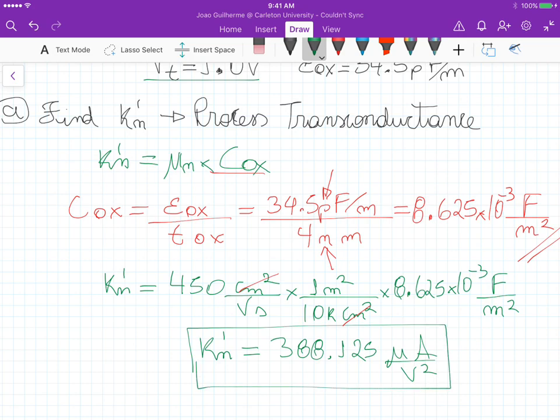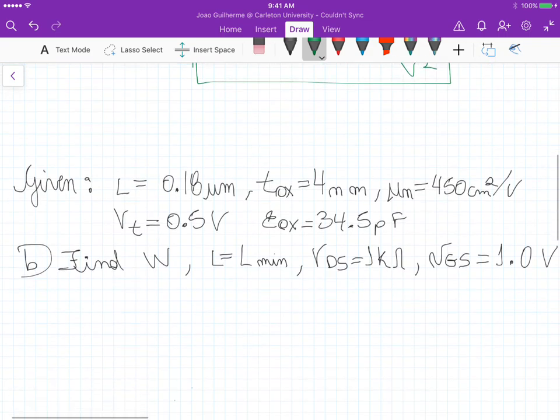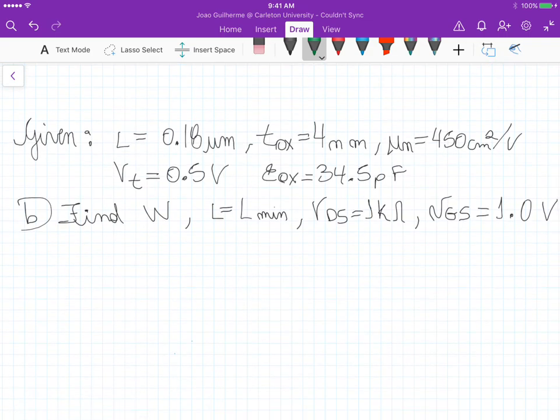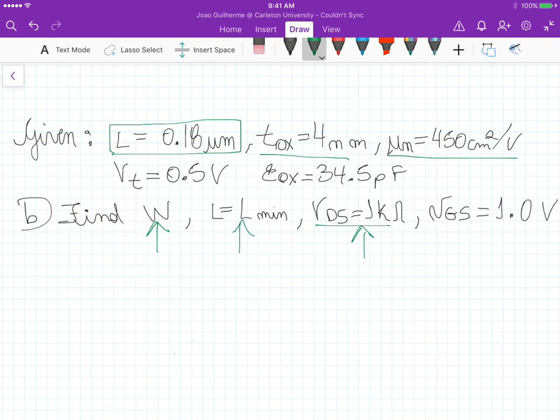Now on part B we still have the same parameters for the fabrication process. This is the minimum length, the oxide we use, and the mobility we use to calculate the process transconductance. But now we need to figure out what's the value of W to get this resistance here, if we have the minimum length for the length of the channel and a VGS of 1.0 volts.